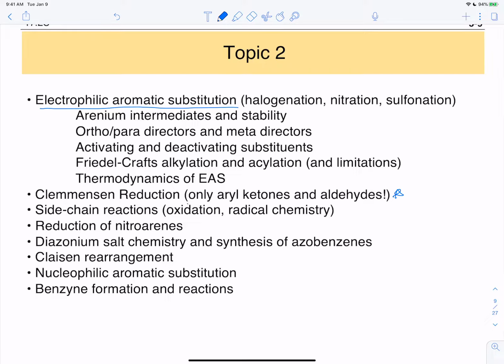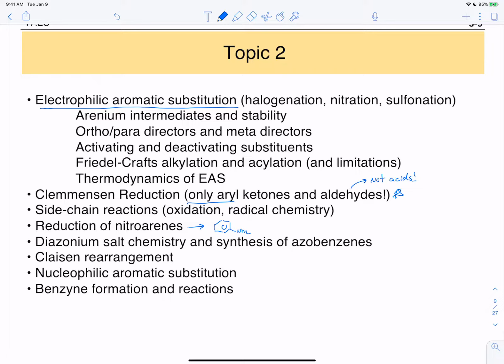This is only useful on aromatic carbonyl compounds. If you have an aliphatic carbonyl compound, you want to use the Wolff-Kishner reaction, though the Wolff-Kishner reaction will also work for these aromatic carbonyls as well. The other thing to note is it does not work on carboxylic acids. There's a variety of side chain reactions such as oxidation with radical chemistry or potassium permanganate. We now have a lot of different ways to reduce nitro compounds. When you reduce them, they turn into anilines.